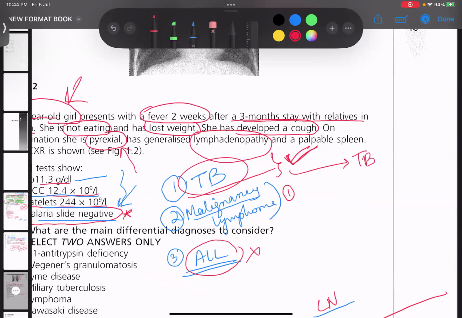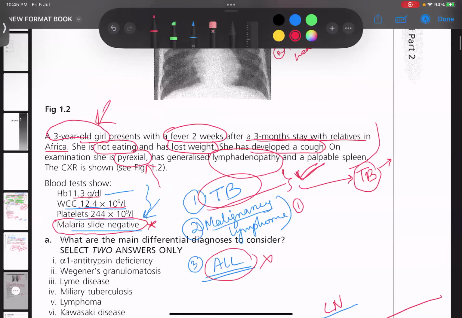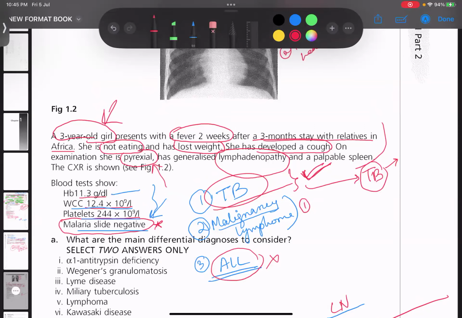Exclude Kawasaki. No, I'm considering TB. I'm considering this is the case of TB because all the points are supporting along with the travel history. But spleen, ma'am? What about it? Palpable spleen, splenomegaly, organomegaly. Maybe this is a pushed down spleen. Yes, that is also possible because they did not explain anything about the size of the spleen. Usually if it is palpable, it is already double the size.